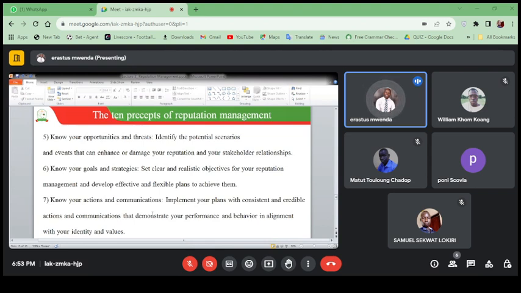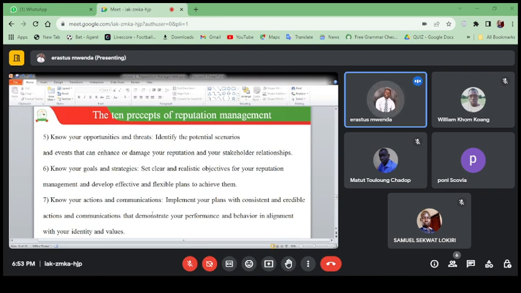Also know your goals and strategies. You need to be very clear and set realistic goals for your reputation. That will be very, very important.